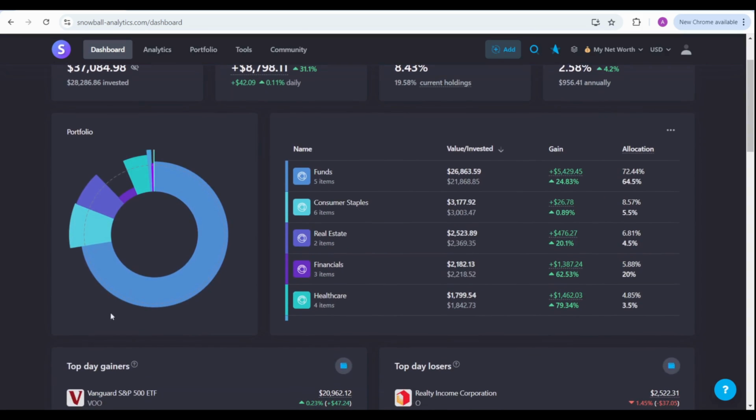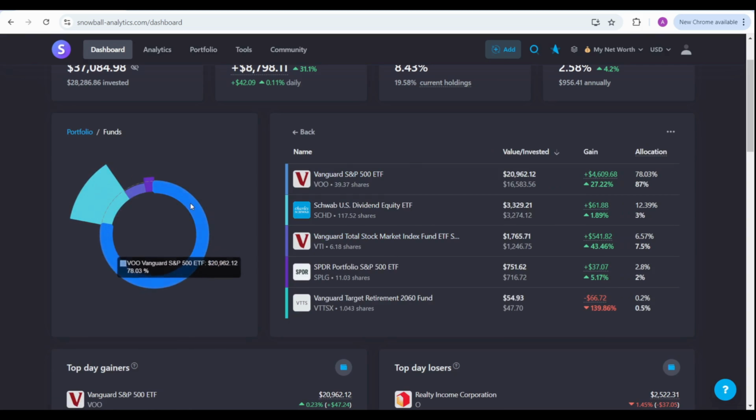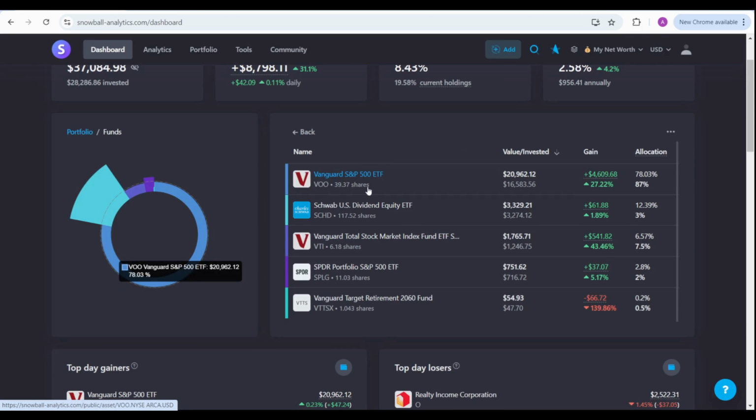So if we scroll down, we're going to get a nice visual right here. And this is going to represent the overall allocations to different types of sectors in your investment portfolio. So you can see that ETFs or funds are the largest proportion of my portfolio, making up 72%. And then over here, this is the breakdown that this chart is using. So inside of my funds, again, it breaks it down for us, but it's mainly going to be VOO and Charles Schwab's SCHD.